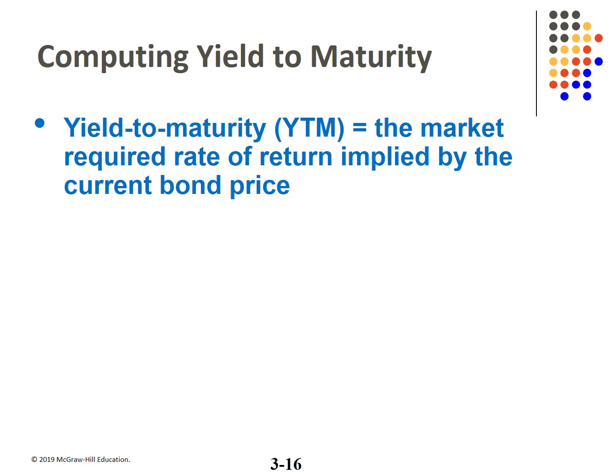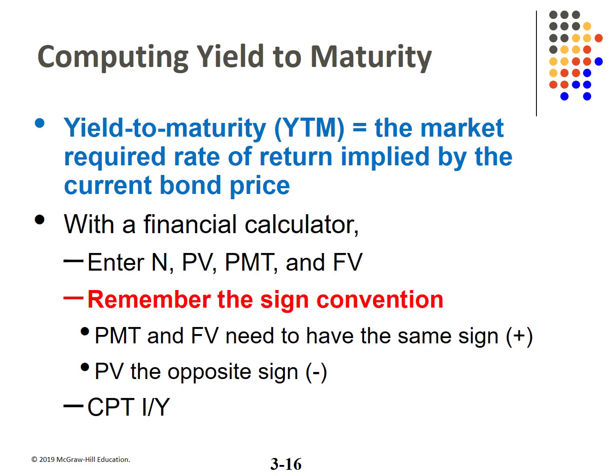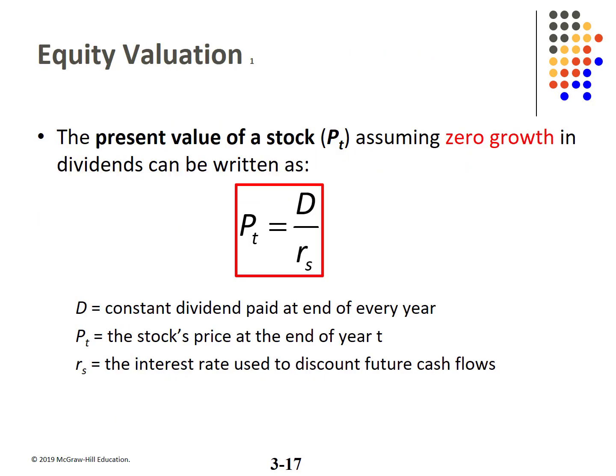The yield to maturity is the rate of return required on bonds of similar risk and maturity. You can find this with your calculator by entering the N, PV, PMT, and FV and solving for I/Y. Remember the sign convention. Payment and future value are positive, they're inflows to you. Present value is negative, the price you pay to purchase the cash flow stream of interest and the face value.